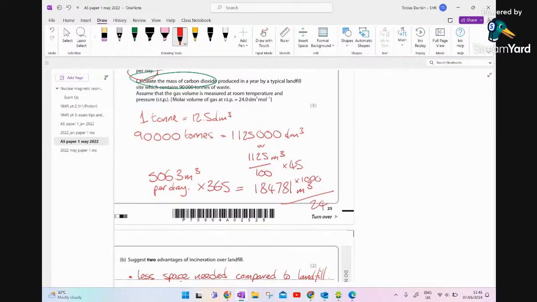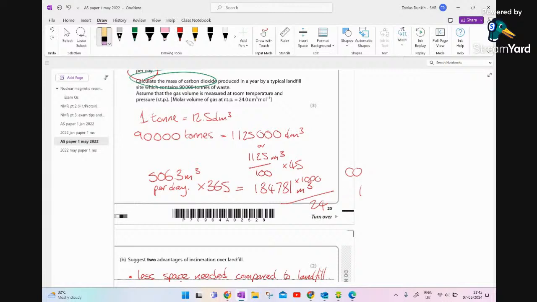So 184,781 times 1,000 puts me into dm cubed. Divided by 24 puts me into moles. Multiplied by 44, and I get an enormous number in grams. Divide it by 1,000,000 to put it into tons. Count my zeros. Then times by 44, the Mr of CO2.